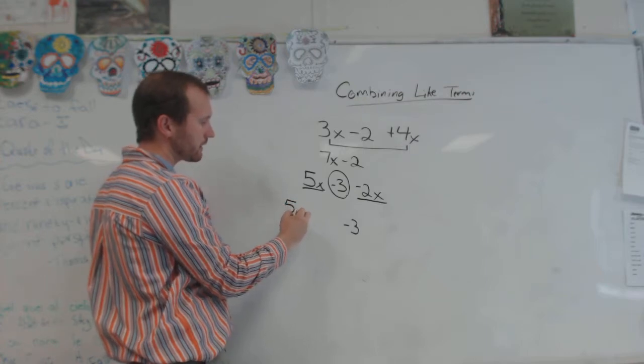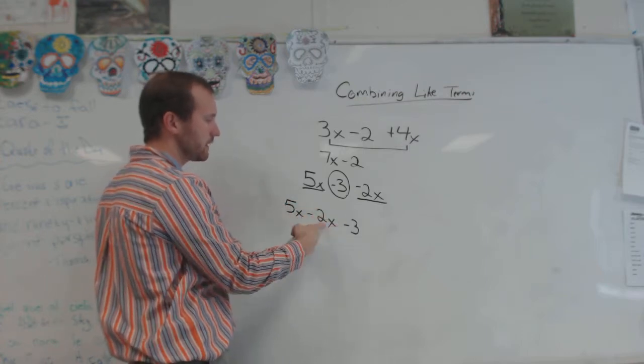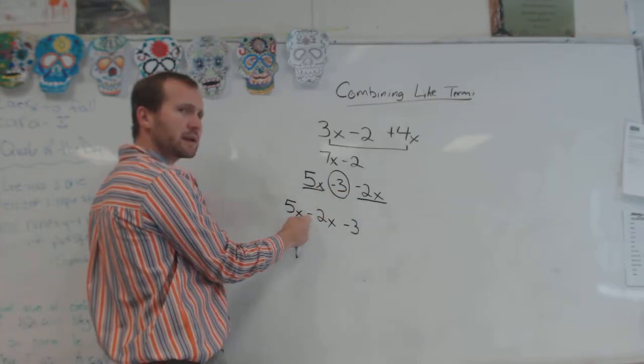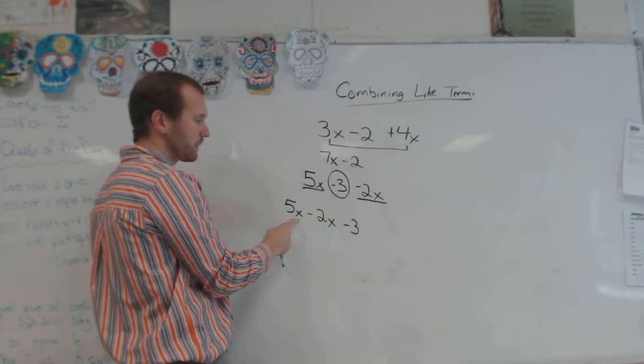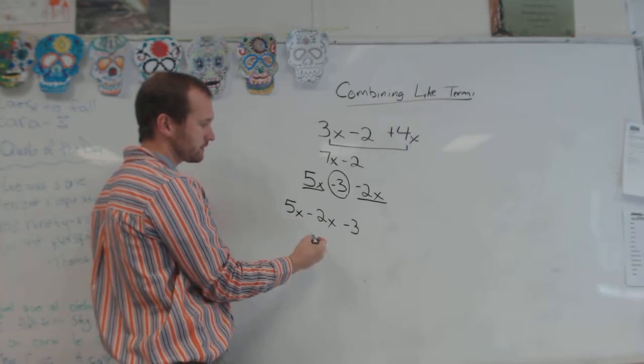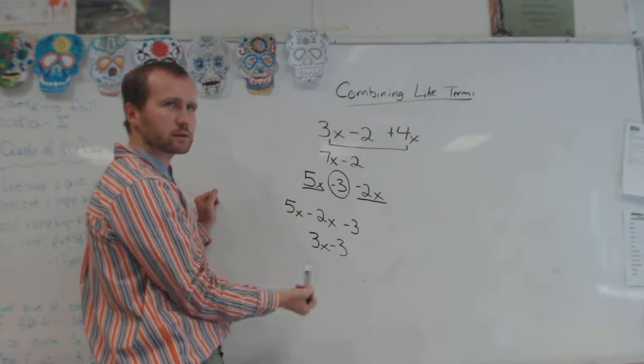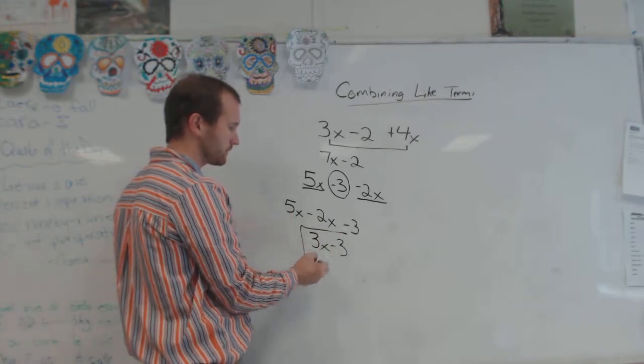Oh. I'm going to rewrite it like this: 5x minus 2x minus 3. I can do this. I can move my terms around as long as I keep the negatives with each term. So what is 5x minus 2x? 3x. 3x minus 3, which is the answer.